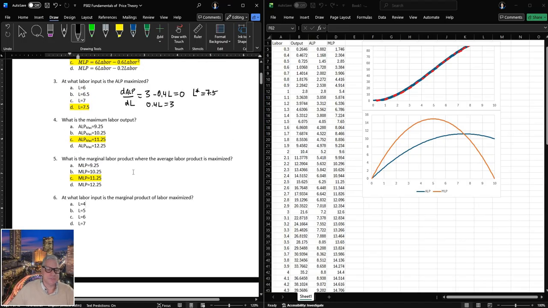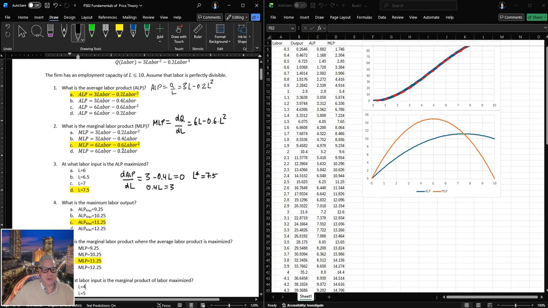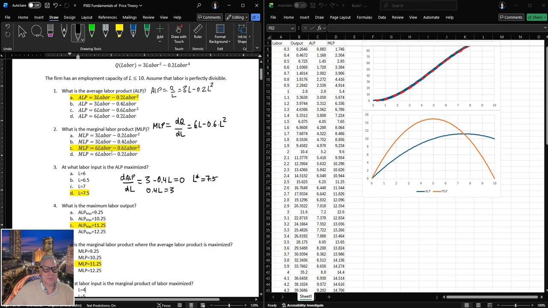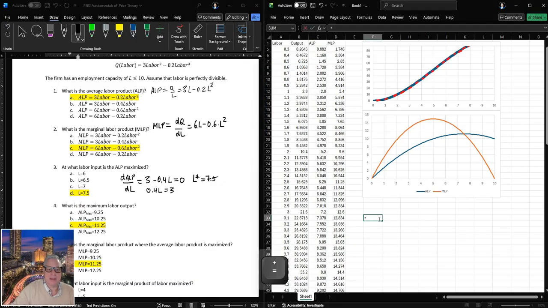But if you're not sure, you could have also plugged the 7.5 into the marginal labor product function. I'll just do that quickly here. Then you would have said this is equal to 6 times 7.5 minus 0.6 times 7.5 squared. And you see you also get 11.25.